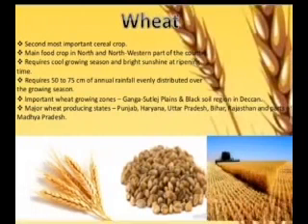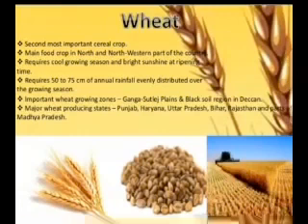Wheat. Wheat is the second most important cereal crop. Wheat is the main food in north and northwestern part of the country. Wheat production requires cool growing season and bright sunshine at ripening. It requires 50 to 75 centimeters of annual rainfall evenly distributed over the growing season.